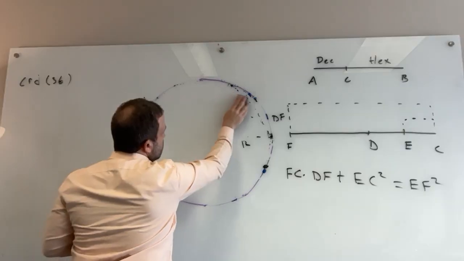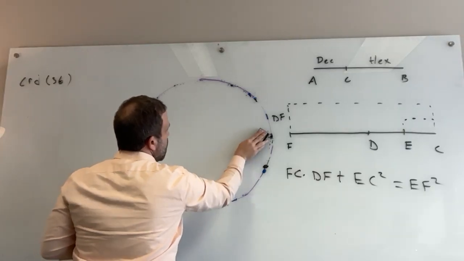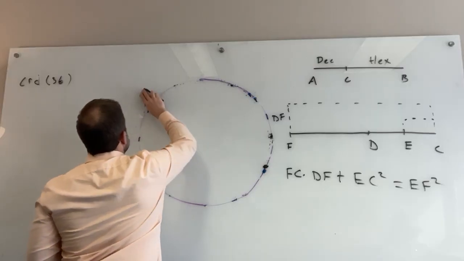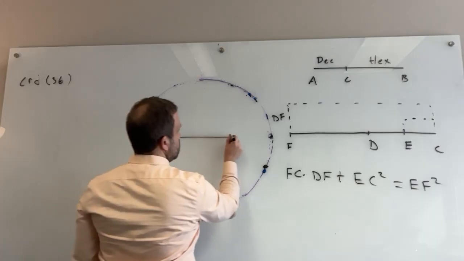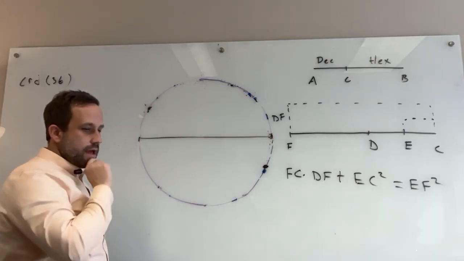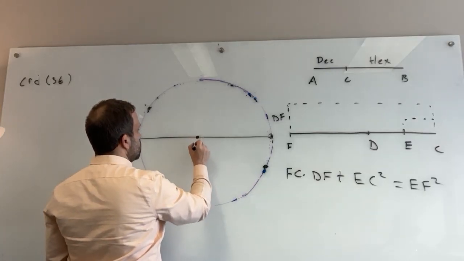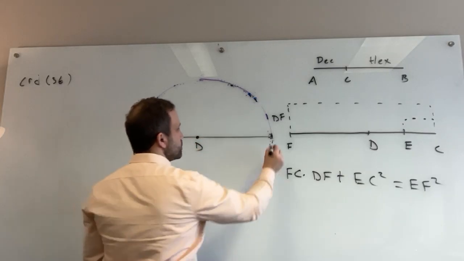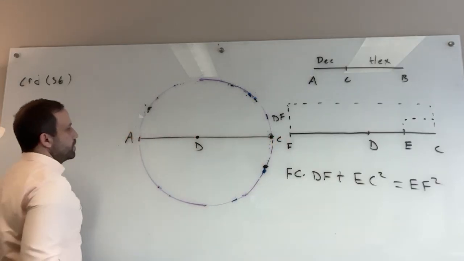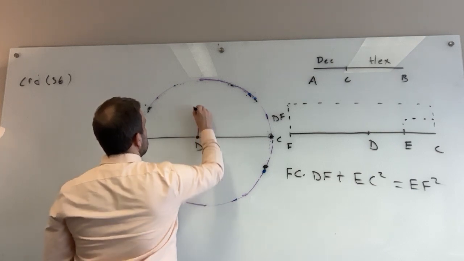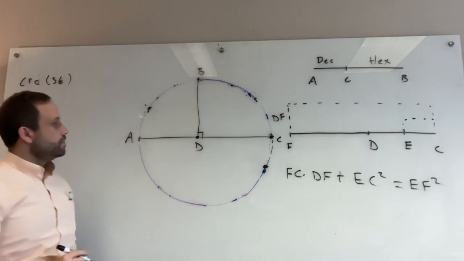chord 36, which again we can recognize as the side length of a hexagon, a decagon inscribed in a circle. So let's do something like this. Let's label. The center of the circle is going to be D. This point here is going to be C. This point here is going to be A, and we're going to draw a line straight up to the top of the circle, B, and this is going to be a right angle.